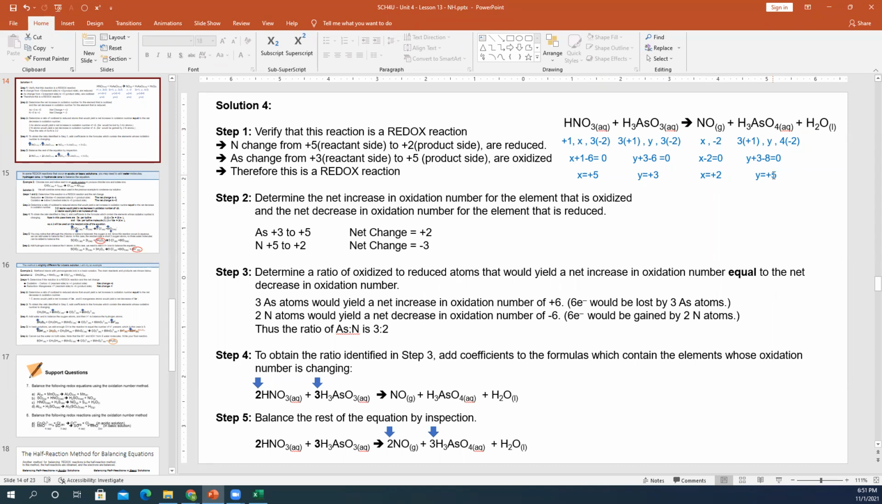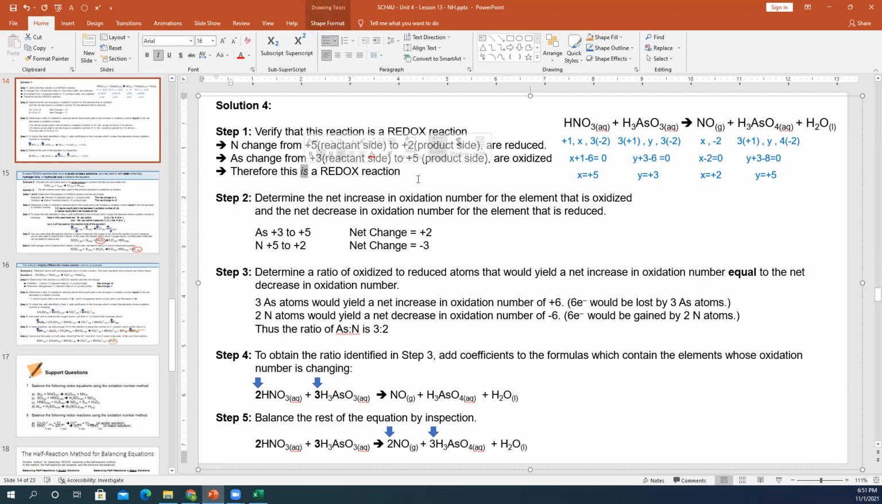So therefore, since this nitrogen has changed from +5 to +2 on the product side, it's been reduced. And AS has changed from +3 to +5, and so it's been oxidized. Therefore, because there is a change in the oxidation numbers, this is a redox reaction. So first step, we've determined, are we even looking at a redox reaction? Okay, yes, we are looking at a redox reaction.